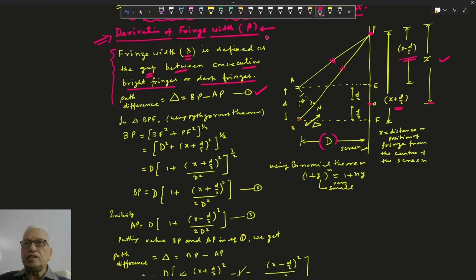Given by equation 1. And in triangle BPF, using the Pythagoras theorem, BP will be this base PF and this perpendicular. So we put D in place of BF, and x plus d by 2 in place of PF, under the root. We take D squared common, so outside the bracket D comes, 1 plus (x plus d by 2) whole squared upon D squared. Using the binomial theorem, (1 plus y) to the power n is equal to 1 plus n y, where y is very small. Using it here, this n is 1 by 2. This is BP. Similarly, AP here will be with x minus d by 2. So equation 2 is BP, equation 3 is AP.